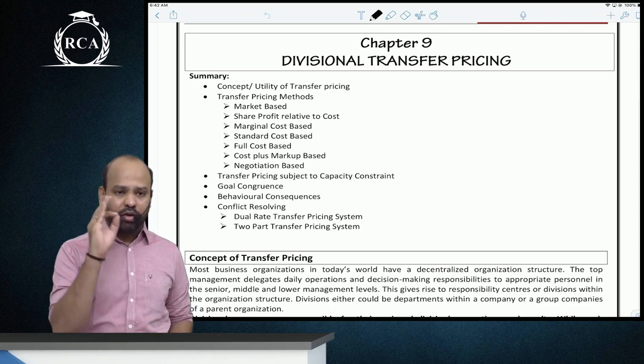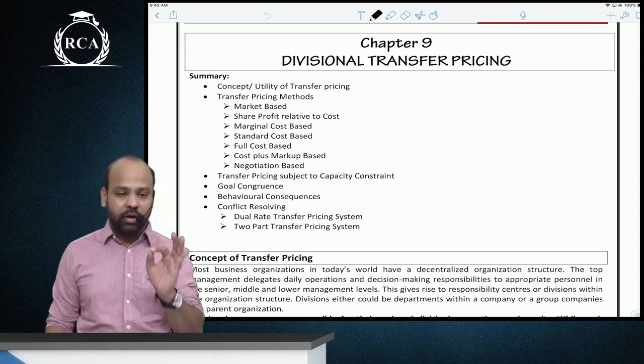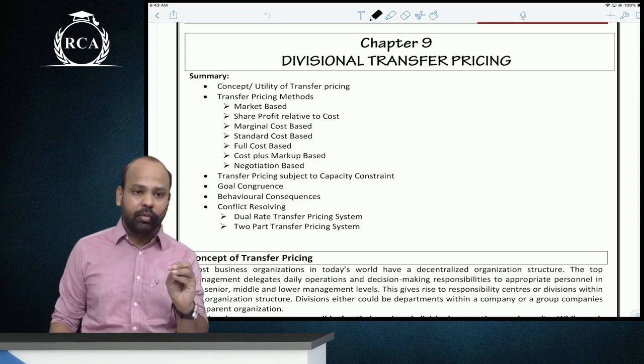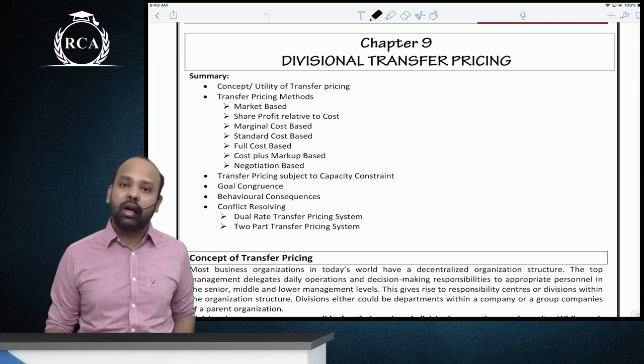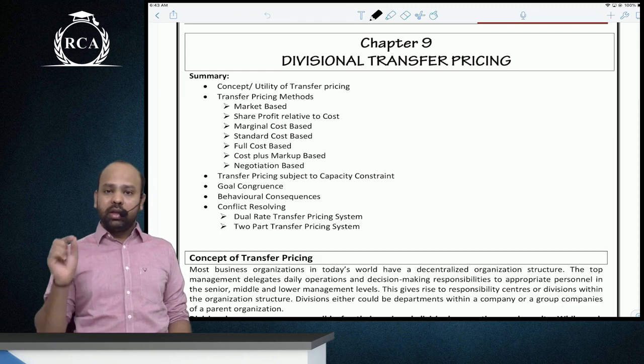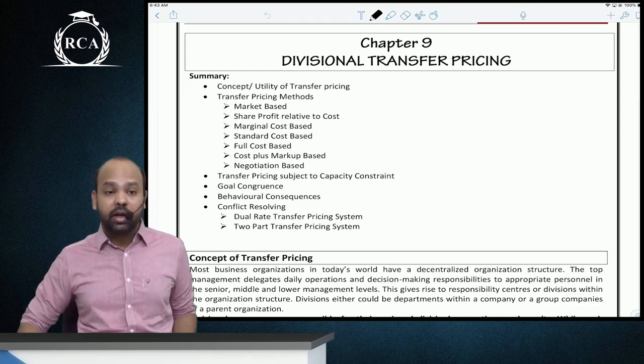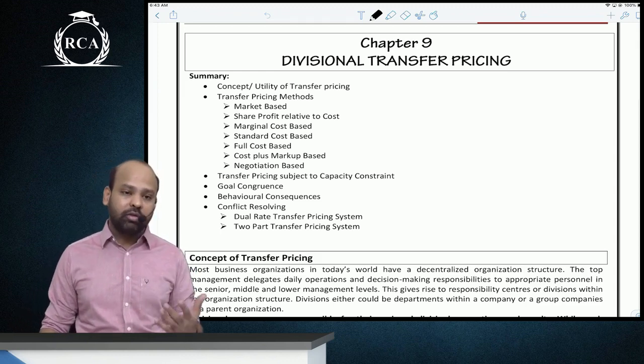So okay, guys, all that I told you so far is that if you are talking about a divisional form of organization, then yes, transfer pricing would play an important role. Transfer pricing would play an important role. This transfer pricing might create issues in the organization, but can also be advantageous.